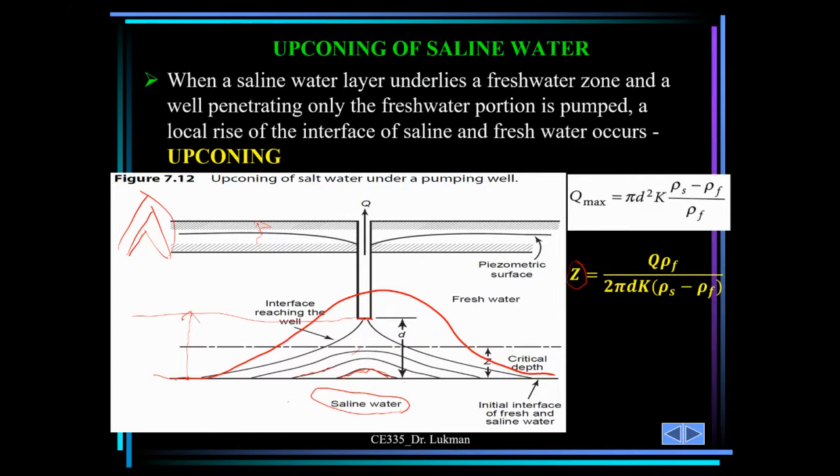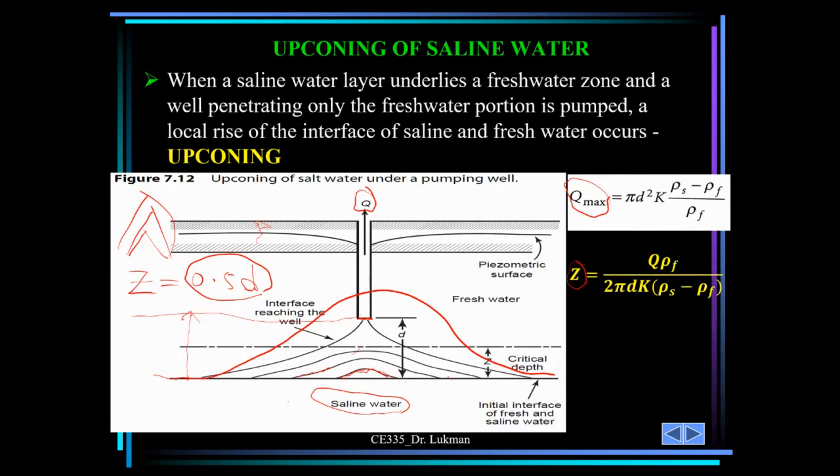And to avoid the upconing effect, Z is 0.5 D, about 0.3 to 0.5 D. Okay, and when you substitute Z equals 0.5 D here, you will find the maximum flow rate. That is the maximum rate at which water can be pumped safely from this well without the interface moving from this level up to the well level. So this is the safe discharge rate.